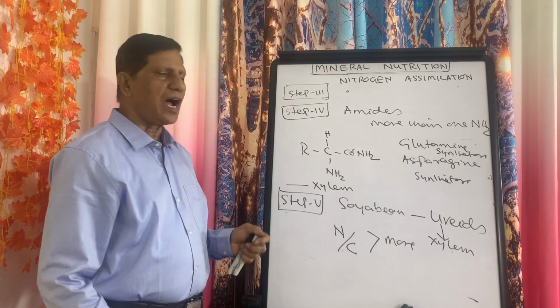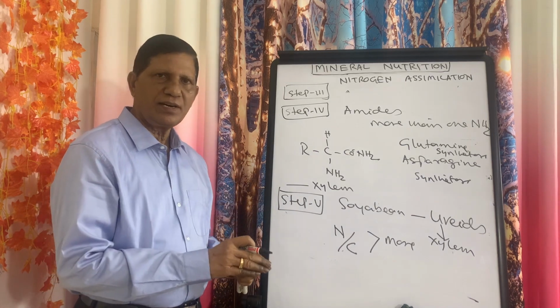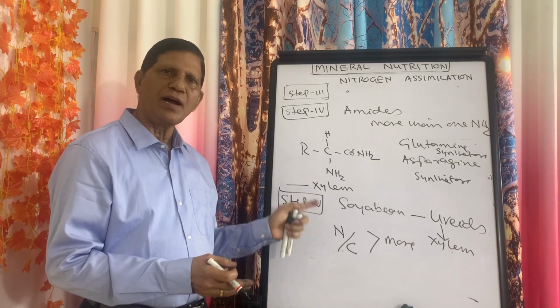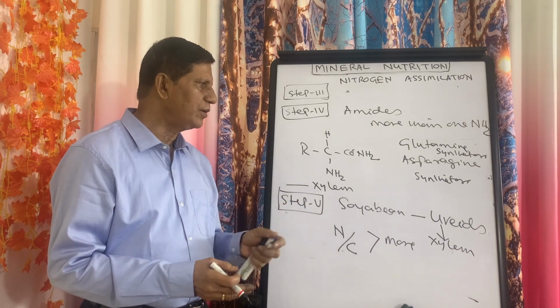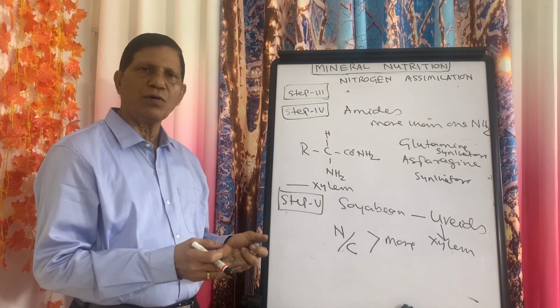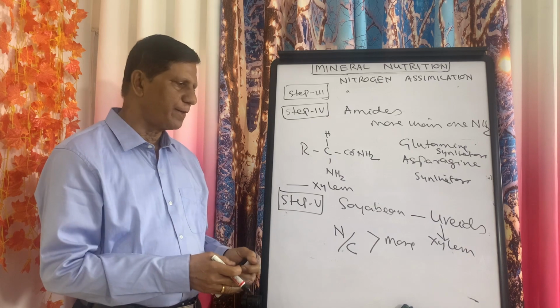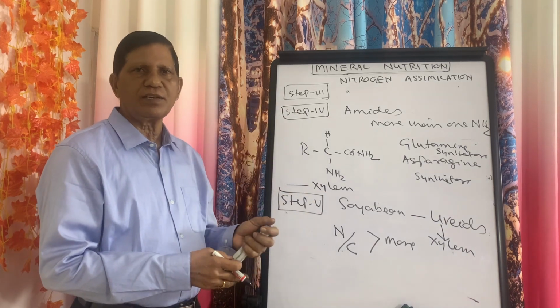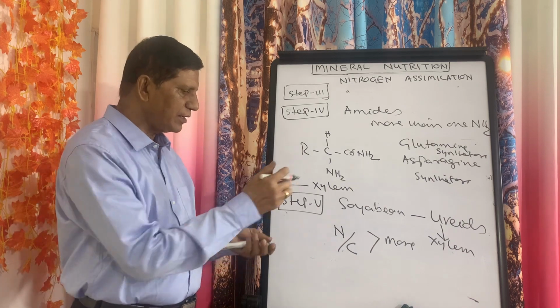So you see how the nitrogen is fixed in the soil, and that is assimilated, and finally it is incorporated in the form of amino acids and also in the form of proteins. So this is how nitrogen is assimilated. With this, the entire mineral nutrition chapter is complete. But let us discuss questions.